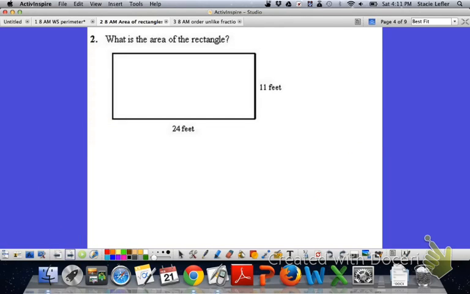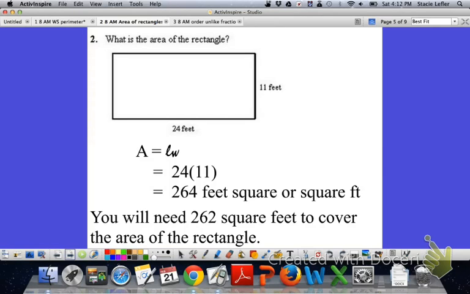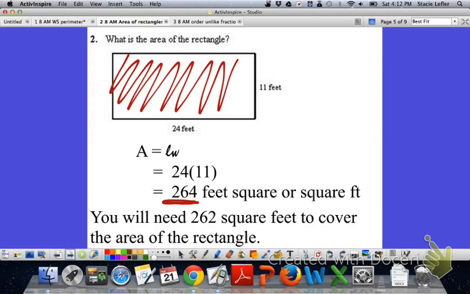So pause the video and give this one a go. What's the area of the rectangle if it's 24 feet by 11 feet? Using your formula for area, we have length times width. 24 times 11 is 264. And again, it's very important to remember that we're actually counting all of the square units that cover that surface. So it is feet squared, or square feet. You're going to need 264 square feet to cover the area of that rectangle.